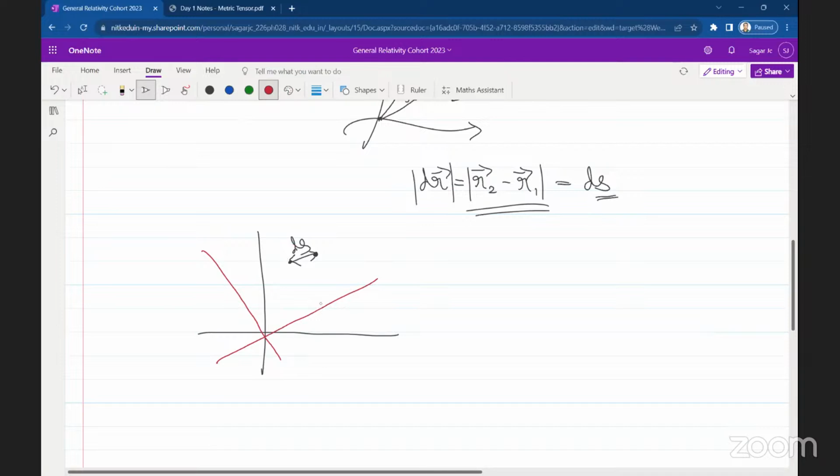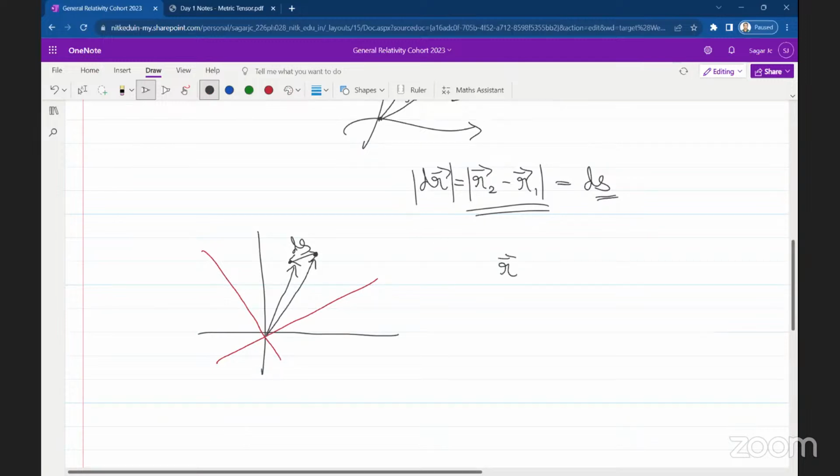So even in the rotated coordinates, this ds value won't change. But what will change is the components of r1 and r2. But ds as a quantity will not change when you change the coordinate system. So that is why this ds, or the displacement, is an invariant quantity. Okay. Now, how to mathematically get the equation for ds?